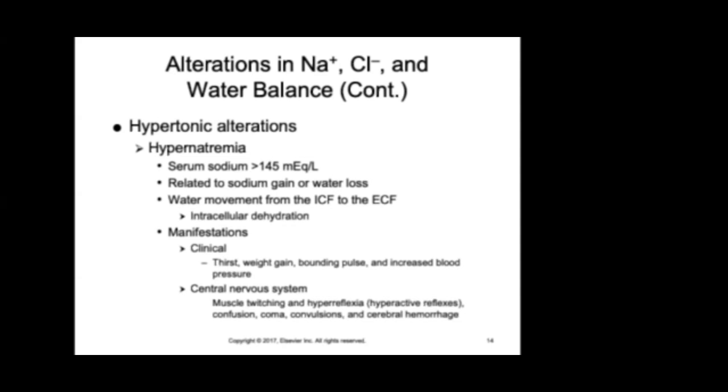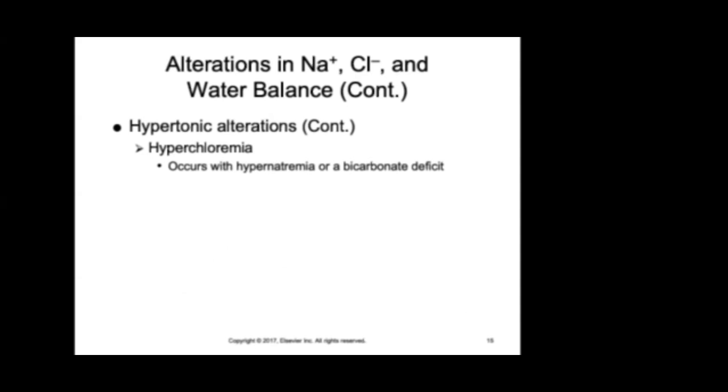Central nervous system will see muscle twitching and hyperreflexia, confusion, coma, convulsions, and cerebral hemorrhage. Why? Because you're changing the membrane potential, and as a result, you get this hyperresponsiveness. Hypertonic alterations include hyperchloremia. This occurs with hypernatremia or a bicarbonate deficit because bicarbonate and chloride are often interchanged for each other when the cell tries to maintain electrical neutrality.